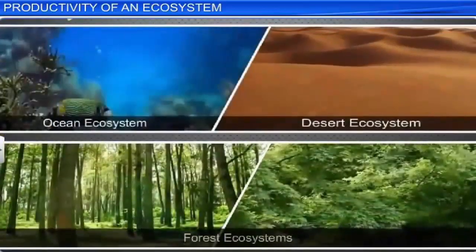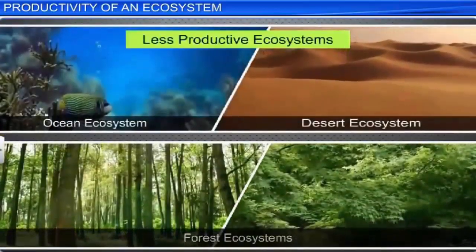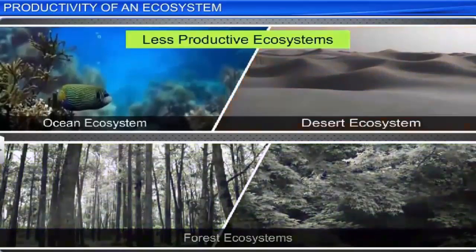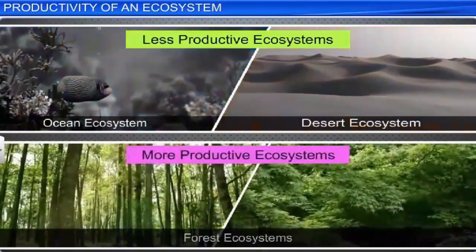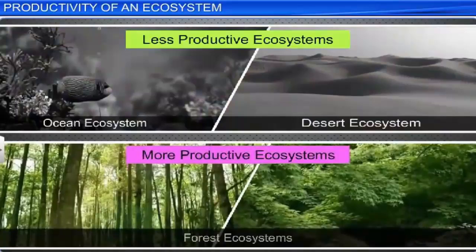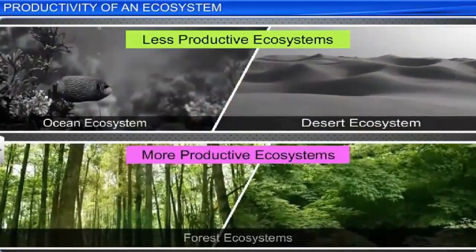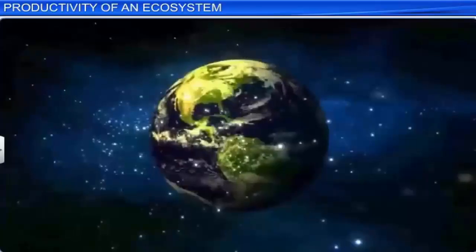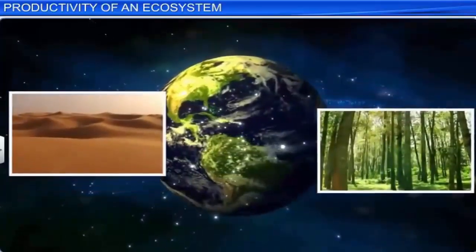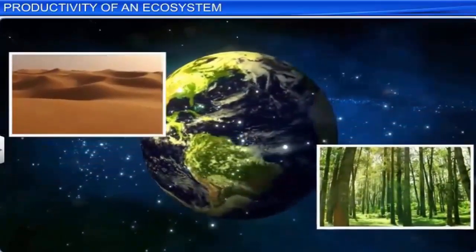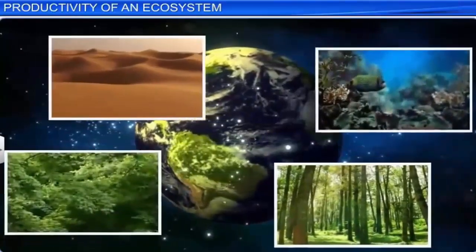So, the least productive ecosystems are the ones limited by sunlight and water, while the most productive ecosystems are the ones with high temperatures, plenty of water, and nutrients. In this manner, productivity is vital for the production of biomass in any ecosystem.